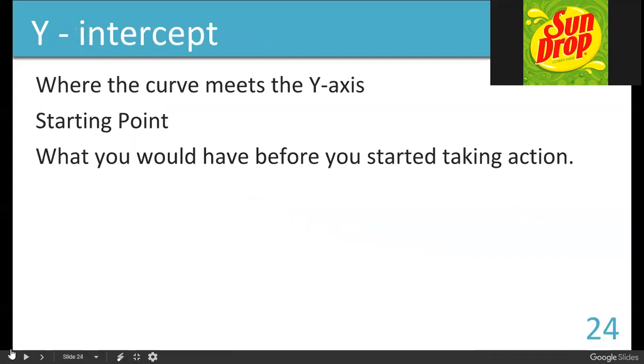So, the y-intercept, that's where the curve, if I was to continue it back, touches the y-axis. You may not remember that, but this is what they didn't tell you in high school. That's your starting point for when things start to happen. It's what you would have if you did no action. What would your grade be if you didn't study? What would your grade be if you didn't skip class?